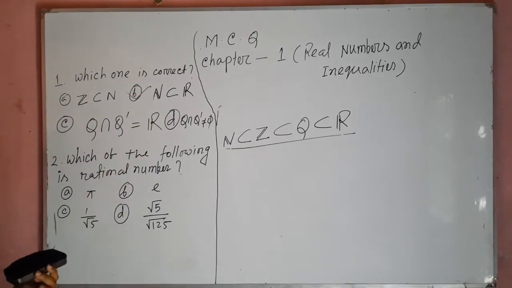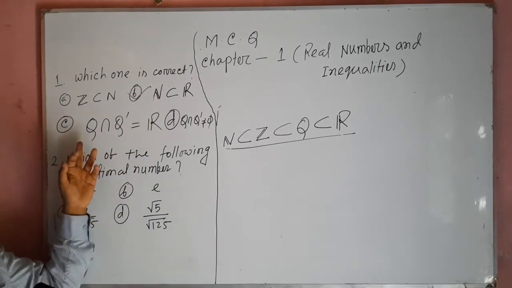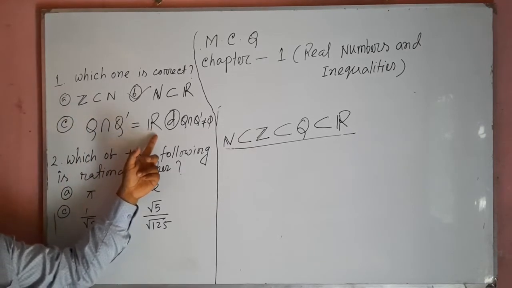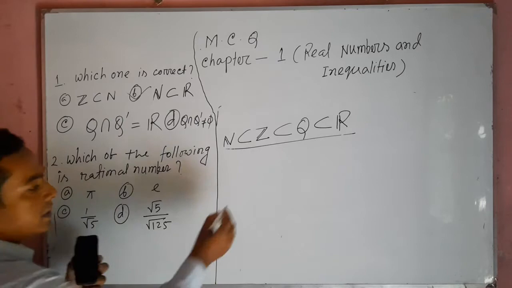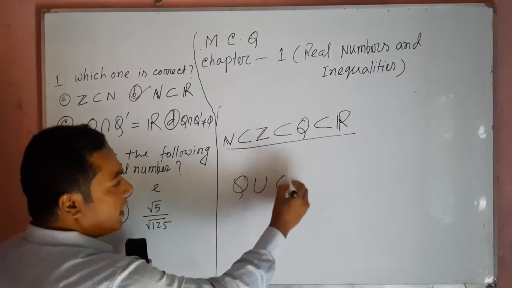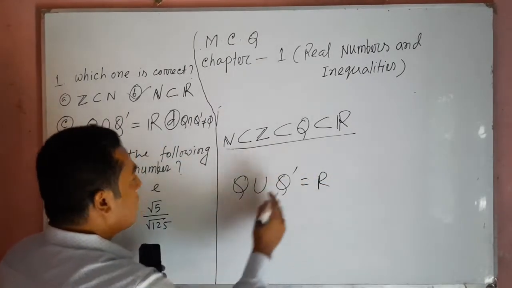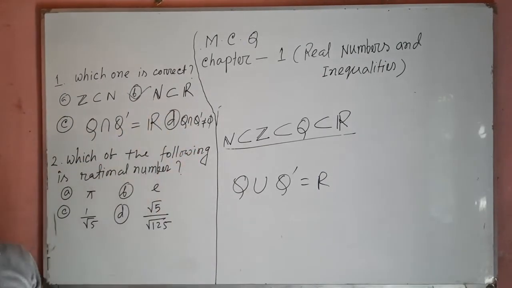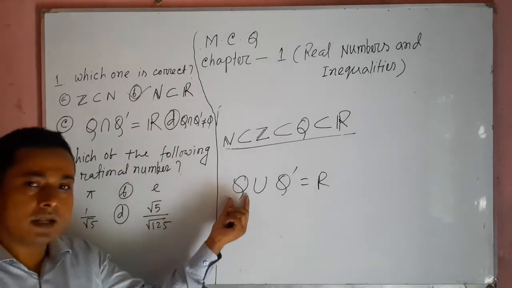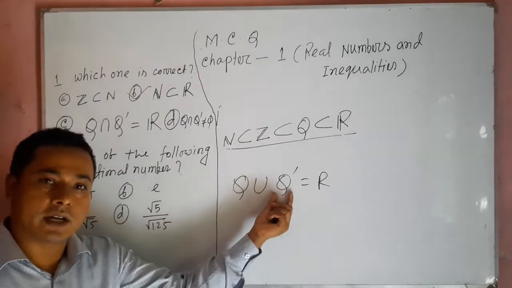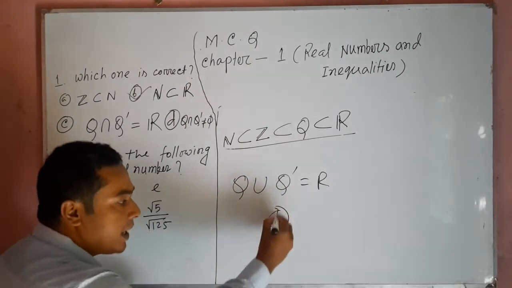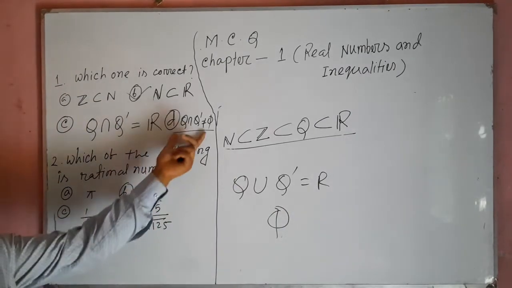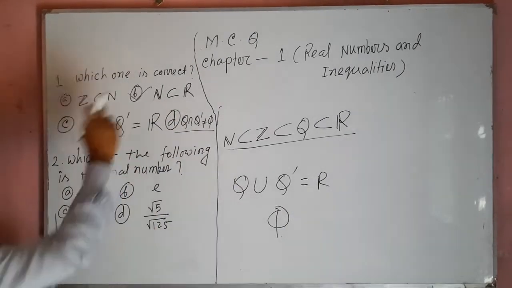But the other two answer options are wrong. Q union Q prime is equal to R. But in the previous one, Q union Q prime is equal to the real numbers, not intersection. Okay, and Q intersection Q prime, the number which is rational and the number which is not rational, their intersection must be empty. So this relation cannot be right. Okay, so the answer option is B.